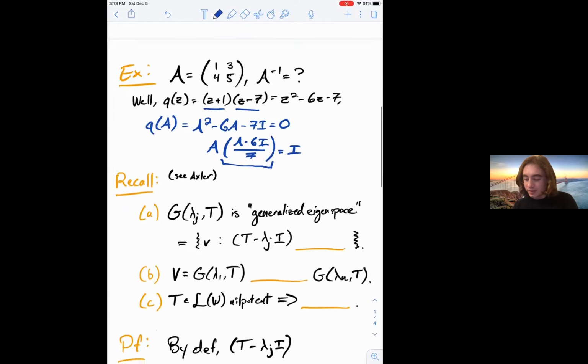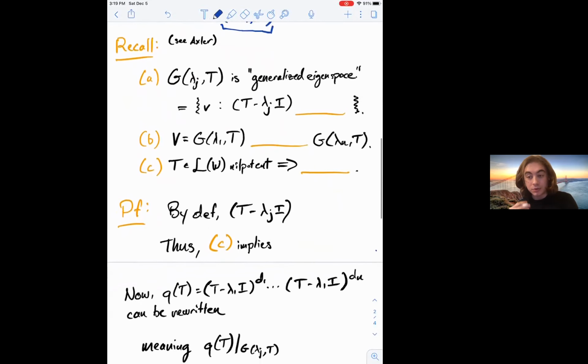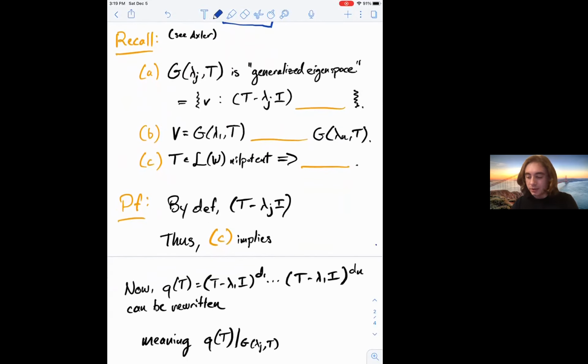So how might we prove this? Well, we're going to recall some results from any standard textbook on linear algebra, say Axler. Recall that G(lambda_j, T), our generalized eigenspace, is the set of all v such that, well, if this were the standard eigenspace, it would be (T minus lambda_j I) times v is equal to 0. But because it's generalized, we consider any exponent of this operator.